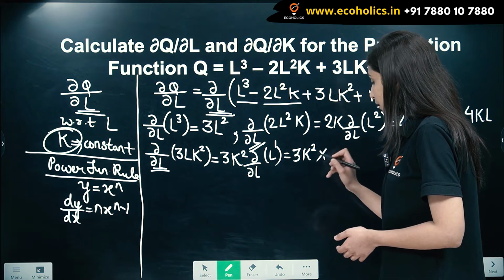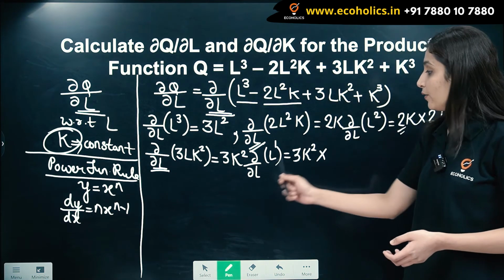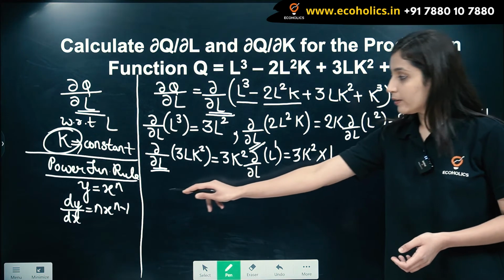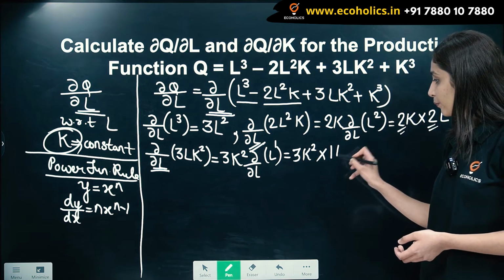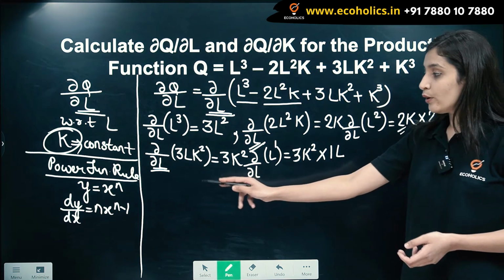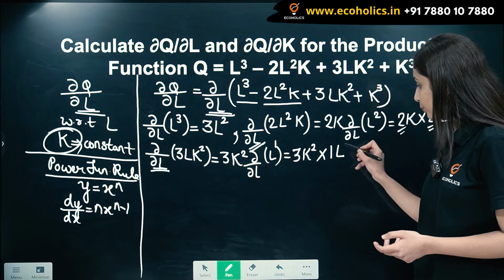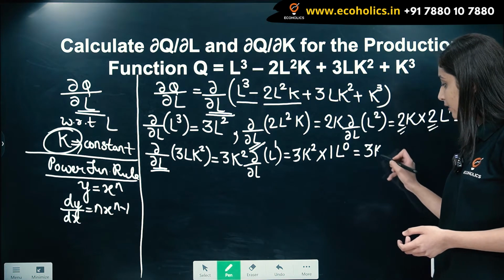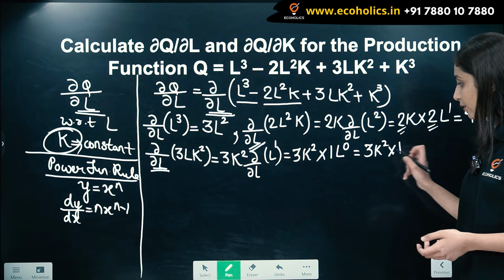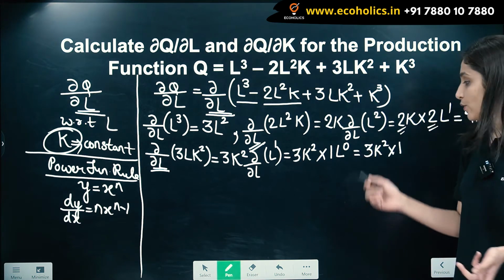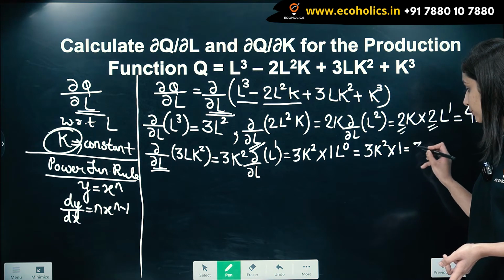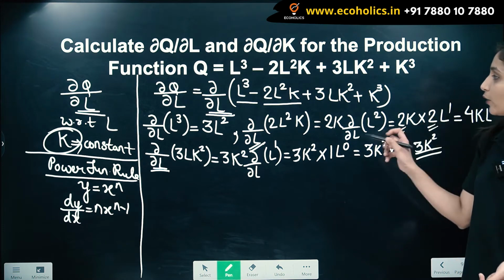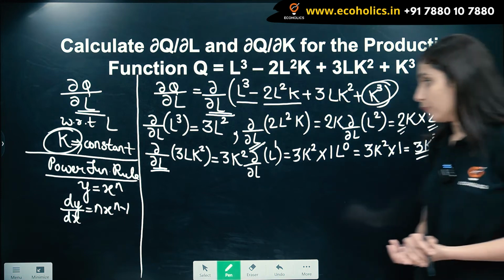Again using our power function rule, we have L raised to 1, so in this case n is equal to 1. L raised to 1 minus 1 is 0, so we have 3k² into 1, because L raised to 0 is 1. So we have 3k². Let's calculate the derivative for k³ now.